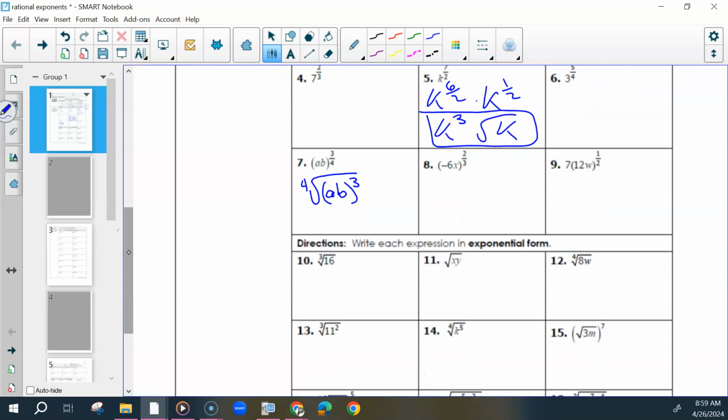But we don't want to leave this like this because then we can apply our exponent rules. So you would multiply your exponents. So it would be the fourth root of a to the third, b to the third. But we can't simplify any further because 4 doesn't go into 3.